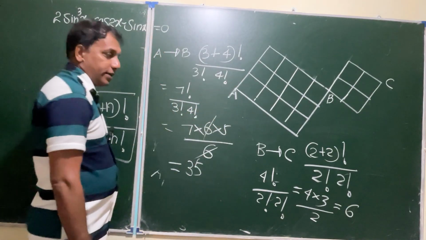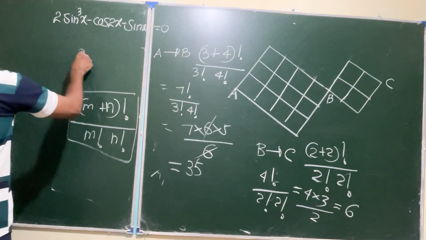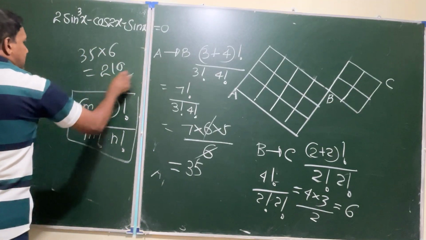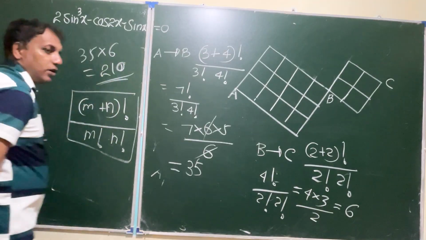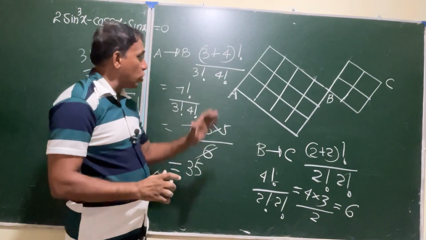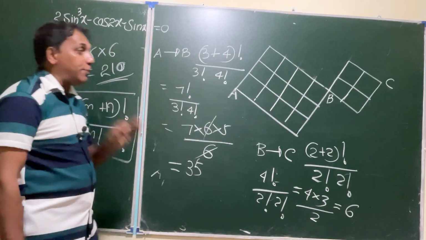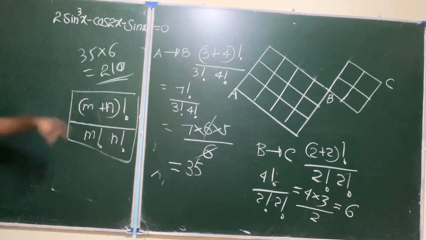Therefore, altogether, what is the value? 35 multiplied by 6. So clearly write and follow this way. Copy down and see the working. We show separately A to B how many possibilities, B to C how many possibilities. Therefore, totally multiply.